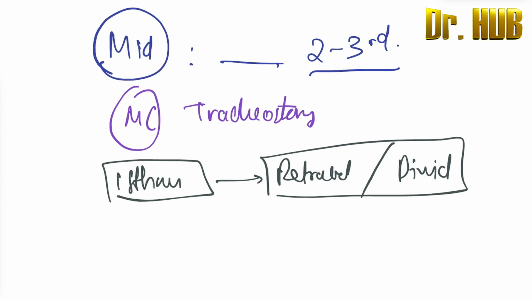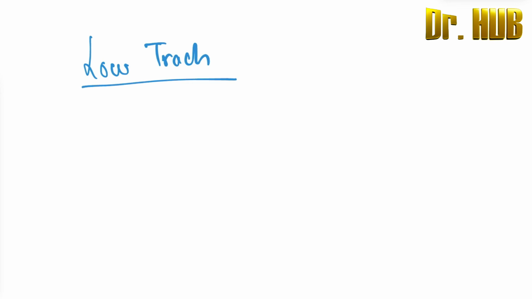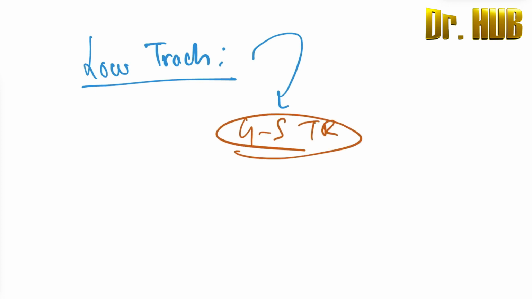Next we move on to the low tracheostomy. Here in low tracheostomy, it is done in the fourth and fifth tracheal rings. It is done below the isthmus. So it is low, so it is below the isthmus.